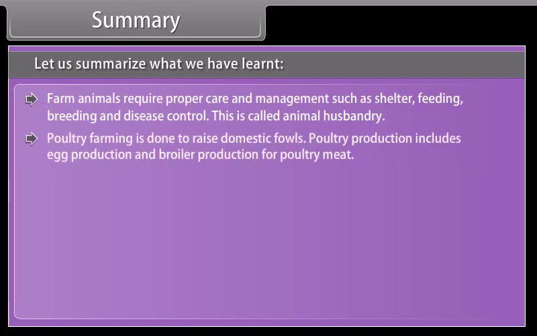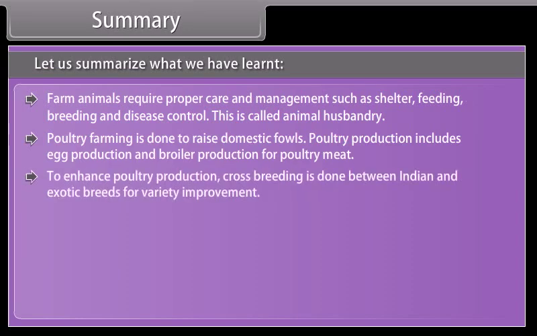Poultry farming is done to raise domestic fowls. Poultry production includes egg production and broiler production for poultry meat. To enhance poultry production, crossbreeding is done between Indian and exotic breeds for variety improvement.